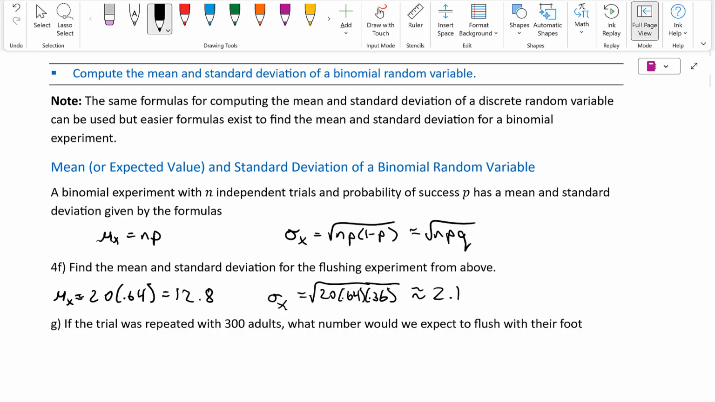For G, if the trial was repeated with 300 adults, what number would we expect to flush with their foot? So we're computing an expected value, and we remember that's just the mean of the random variable. Our new n is 300, so we'll write n times p. We get 300 times 0.64 this time, which comes out to 192 people. So if we repeated this trial with 300 adults, we'd expect 192 adults to flush with their foot.